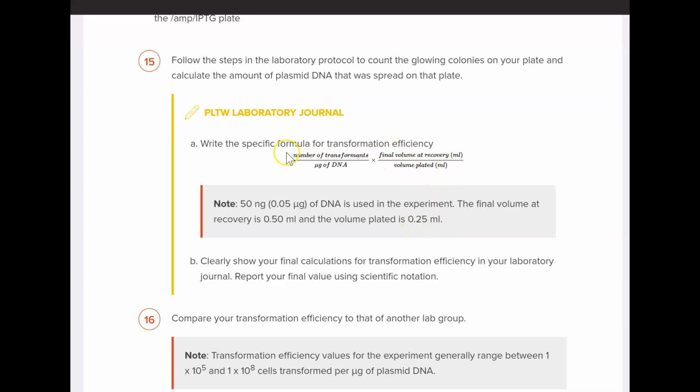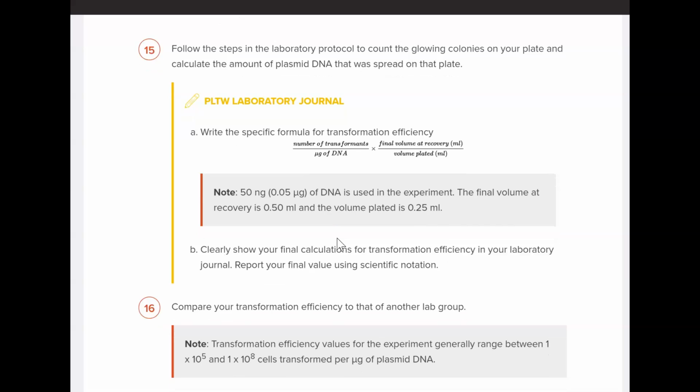So the only thing you need to get from that picture is the number of transformants, and that's going to be a whole number, the number of glowing colonies that you see. All right, so that's how you calculate the transformation efficiency.